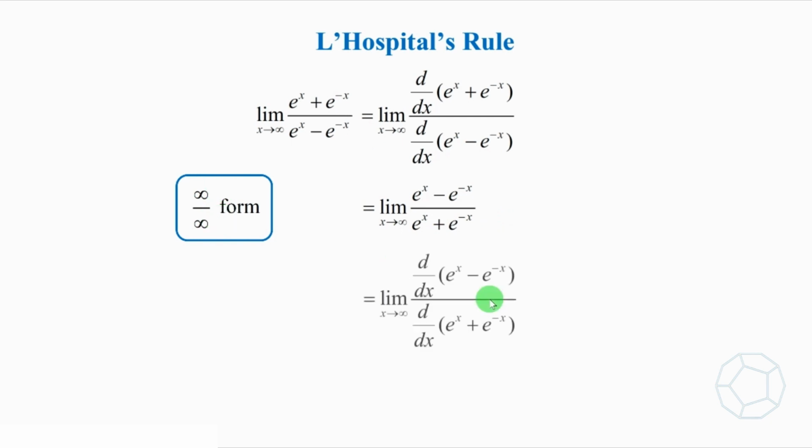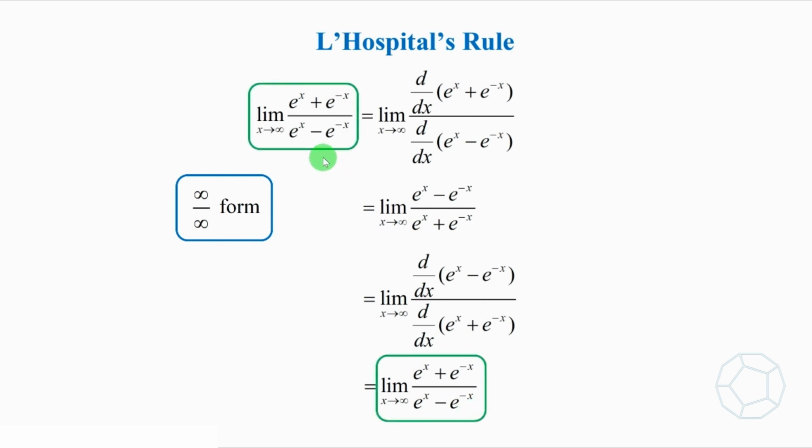Okay, let's differentiate one more time. Then we get e to the power of x plus e to the power of negative x all over e to the power of x minus e to the power of negative x. Oh, this is exactly the same as the original limit. We're just looping around. So L'Hopital's rule is applicable, but even if you perform it an infinite number of times, you can never reach the limit. So what should we do?